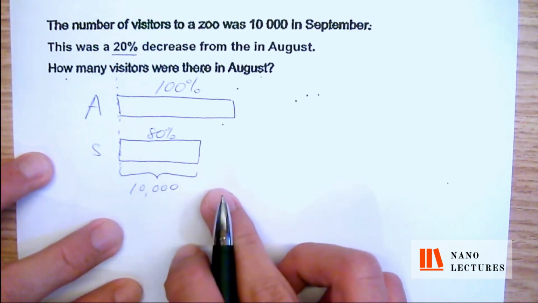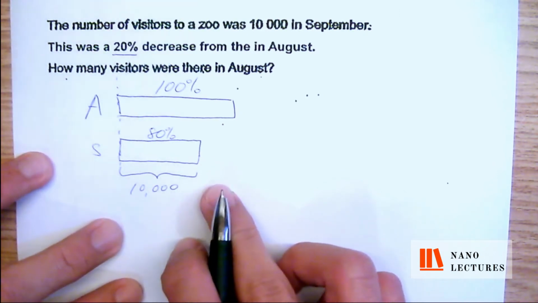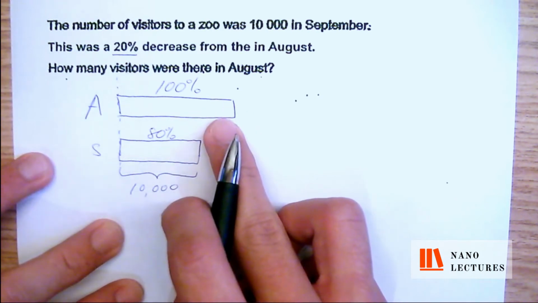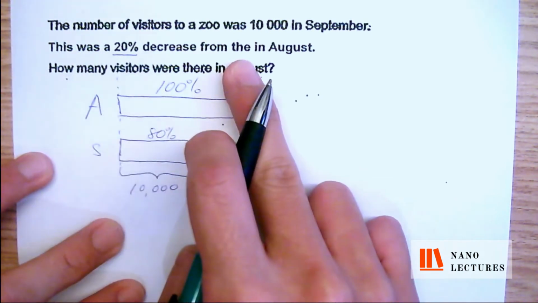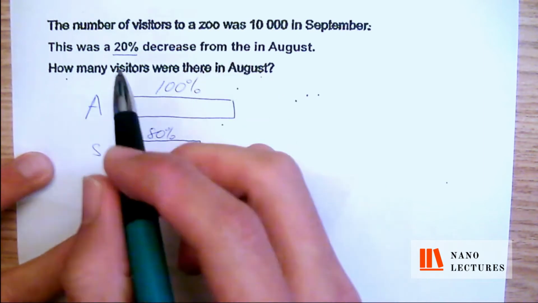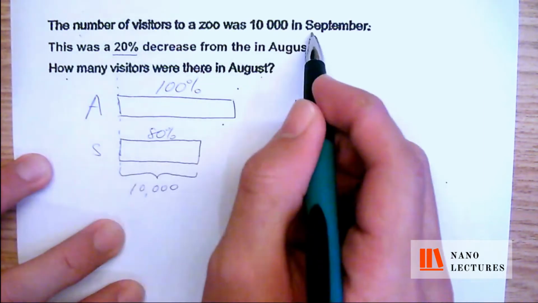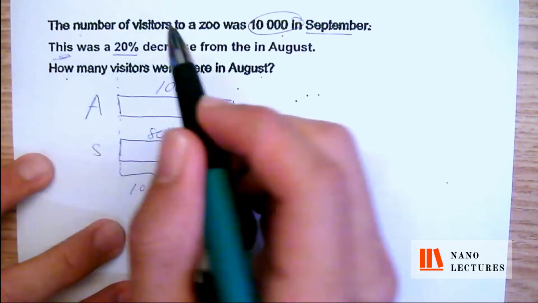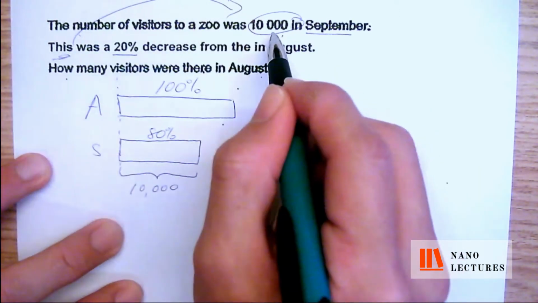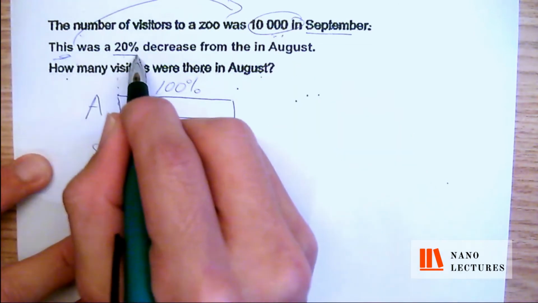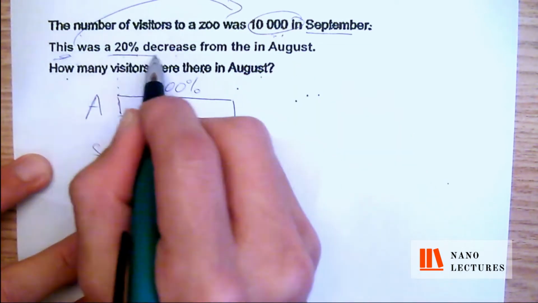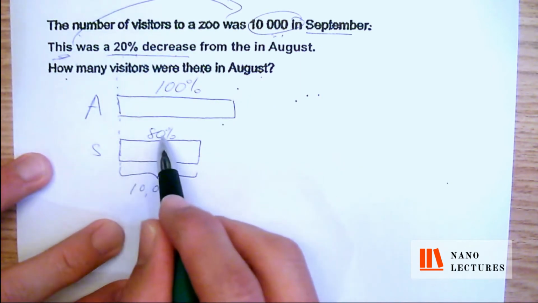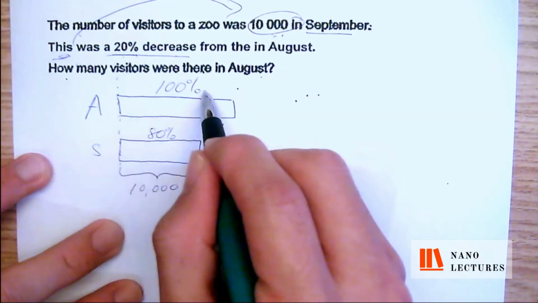If you're a parent watching this, for a lot of students, they do not know which one to put 100% from. This is because they do not understand the question. You must slowly explain to them. They said that the number of visitors in September was 10,000. Then they said that this, which refers to 10,000, was a 20% decrease. Which means if it's a 20% decrease, it must be 80%. So if this is 80%, your August must be 100%.